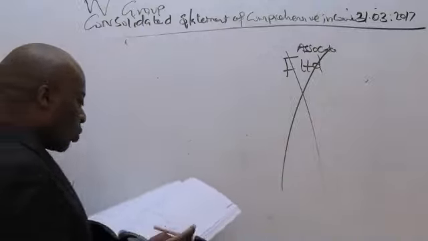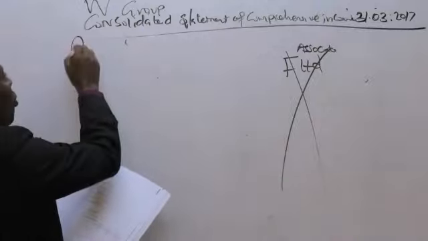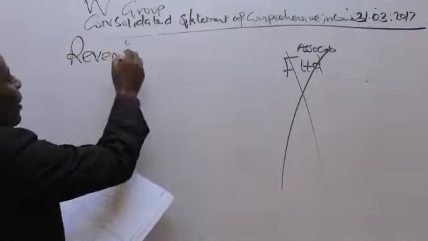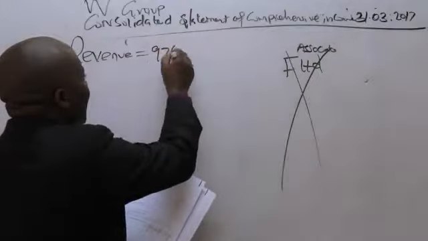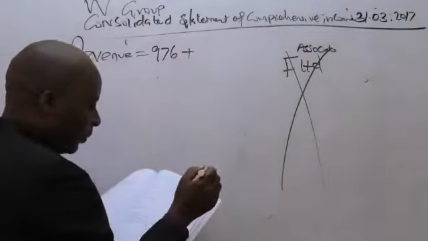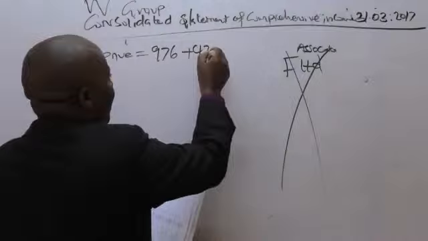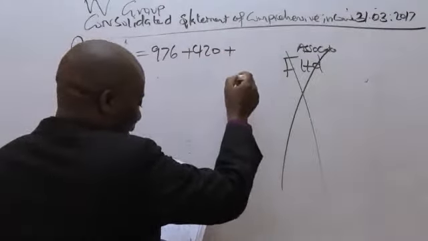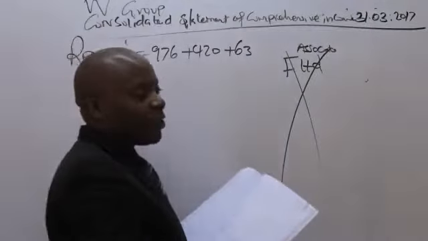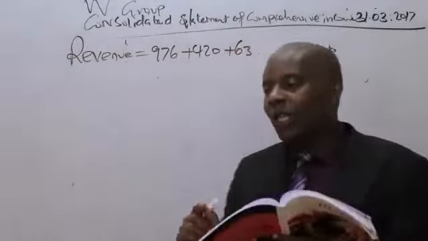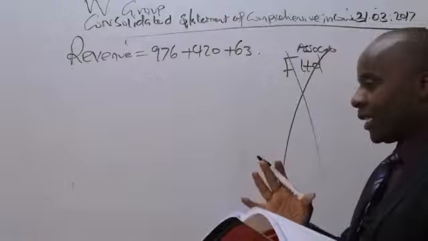So line by line is quite a simple thing. So I'll come and talk of revenue. The way I've been given their revenue, ladies and gentlemen, the first one is 976 plus 420 plus. Consolidation is quite a simple thing. I'm only adding 63.